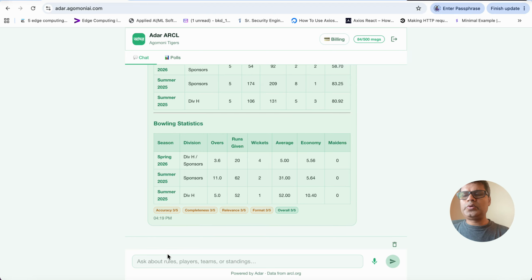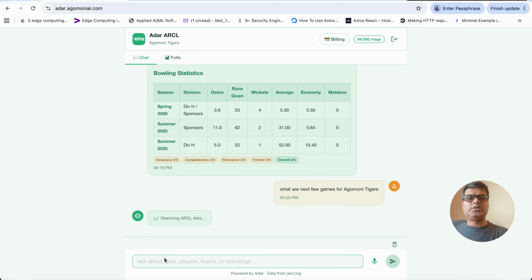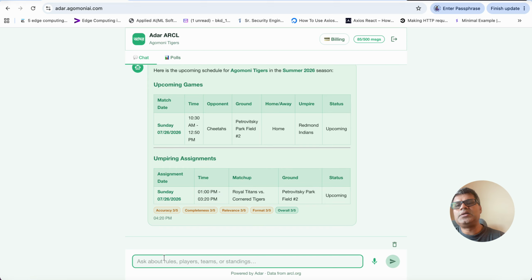So now I showed you the team stats, the player stats, the key performance, right? I wanted to show what the next few games are for Agumoni Tigers, right? So I just ask a very simple question: what are the next few games for Agumoni Tigers? Today is July 5th. I'm expecting answers that come after July 5th. You see, the upcoming games, 7/26 is the first game. Umpiring assignment is also 7/26. It rightly pulled out the information.